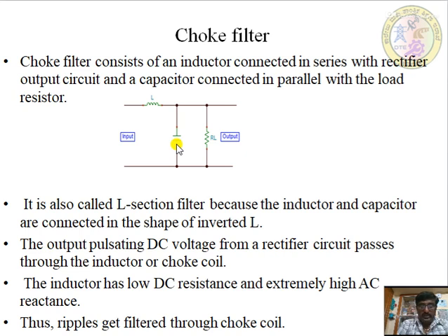The output pulsating DC voltage from a rectifier circuit passes through the inductor or choke coil. The inductor has low DC resistance and extremely high AC resistance or reactance. Thus, ripples get filtered through the choke coil. Why do we require a choke coil? To remove the ripples.